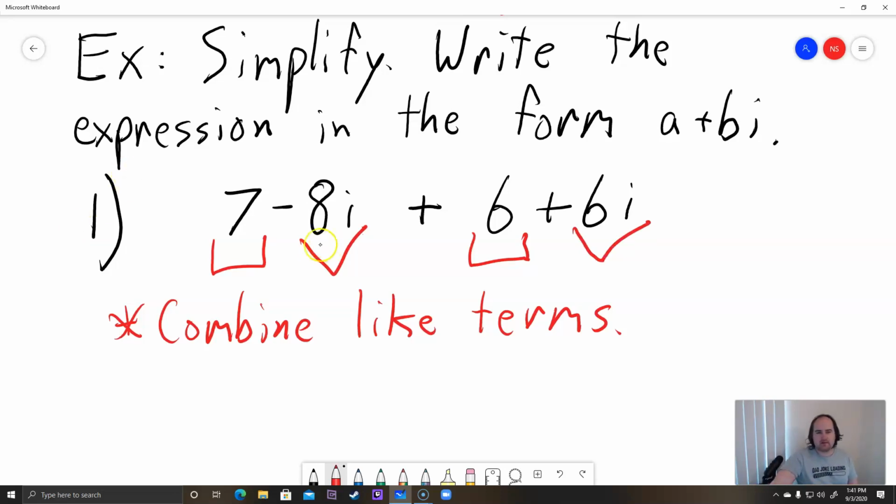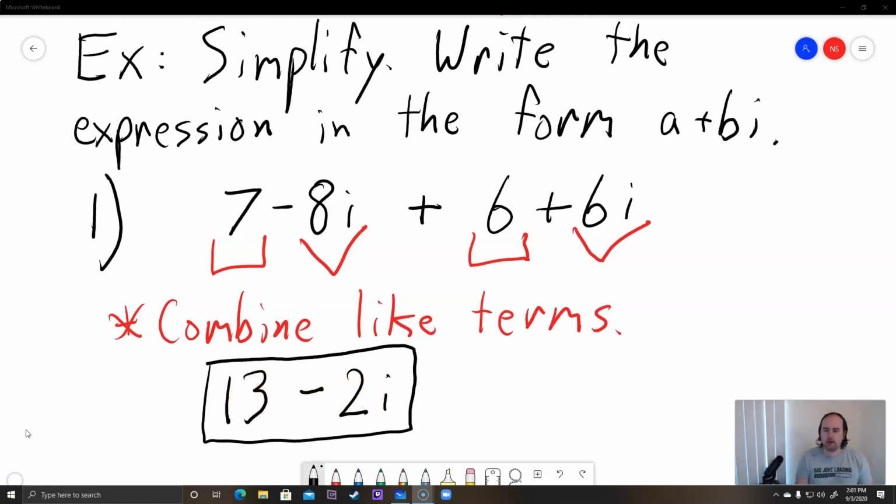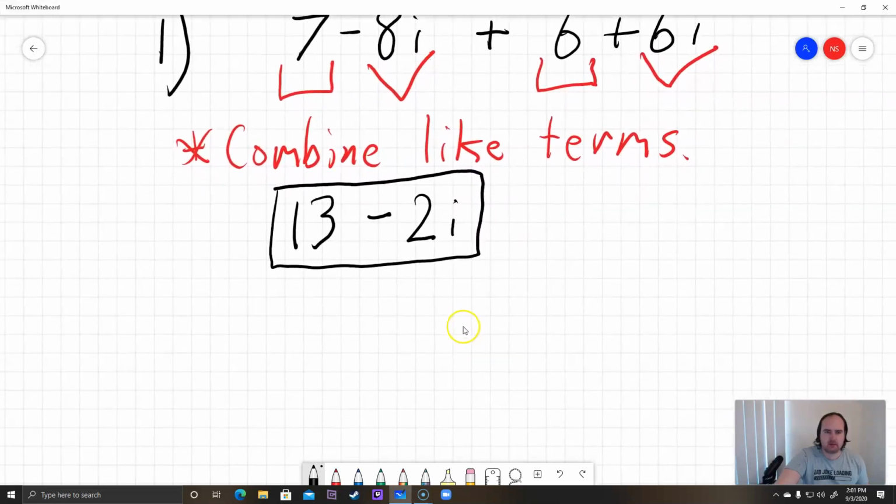Okay, and then combining like terms here, we know that 7 plus 6 is actually 13. And then -8i plus 6i gives us -2i. So we get 13 minus 2i. And that's actually all you had to do. That's the entire problem. Because now it's in the form a plus bi, where here a is 13 and b is negative 2. Okay, cool. So we're going to keep going through this section and see some more examples. But when you're just adding, you just combine like terms. That's what we did there.